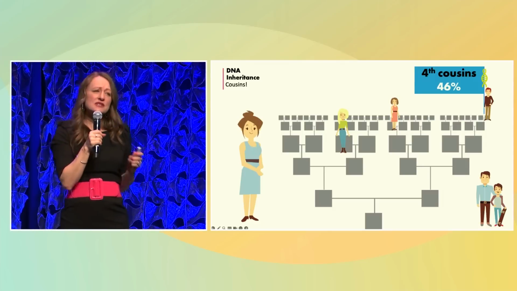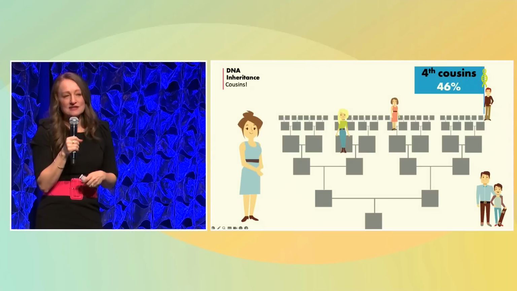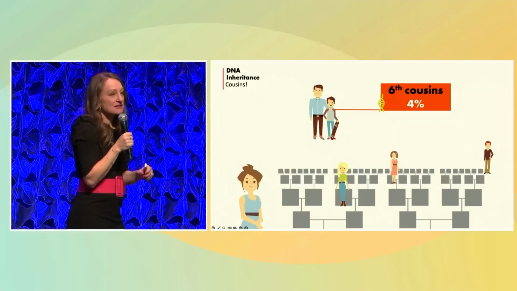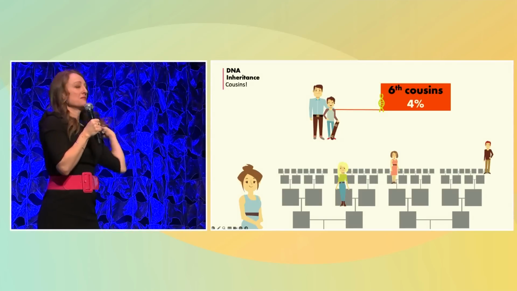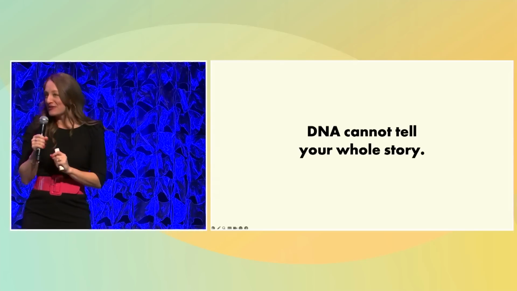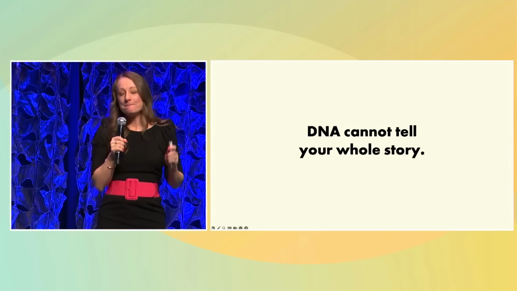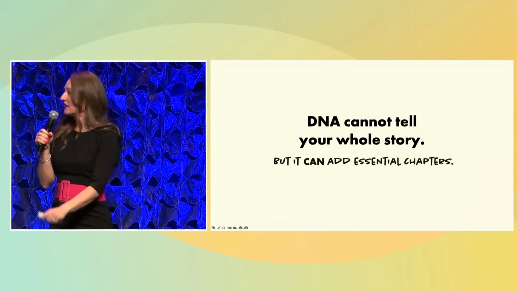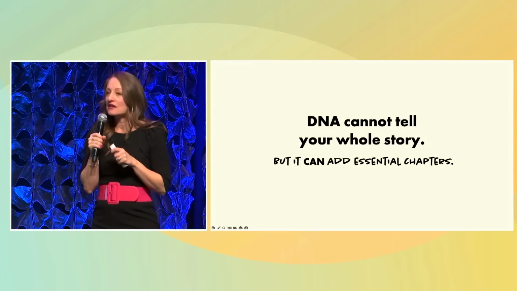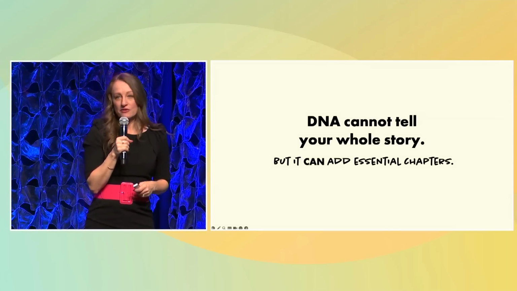Okay, so this is really important to keep in mind. As much as we tout the power of DNA, it's really important to understand its limitations as well. If we go back to 6th cousins, that percentage drops even more. So this is the point of all of those slides: DNA cannot tell your whole story. But, as we learned with Kristen, it can add essential chapters. We just need to understand where those chapters fit and what kinds of power they have.